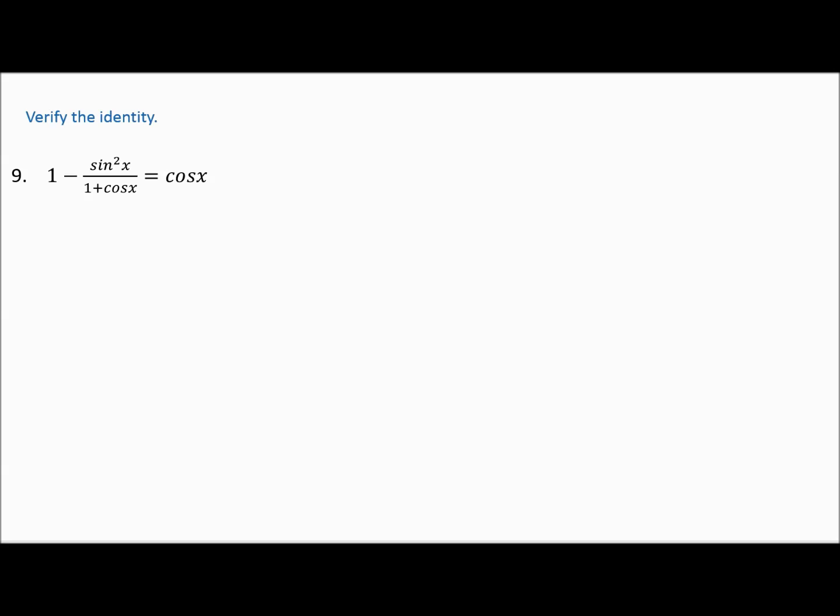All right, so we got another identity to verify. It looks like the left-hand side is the more complicated, so I'm going to recopy that.